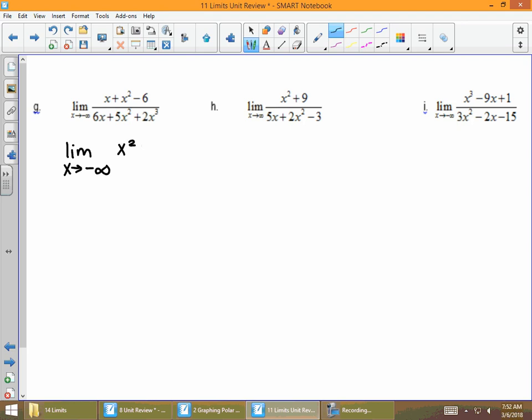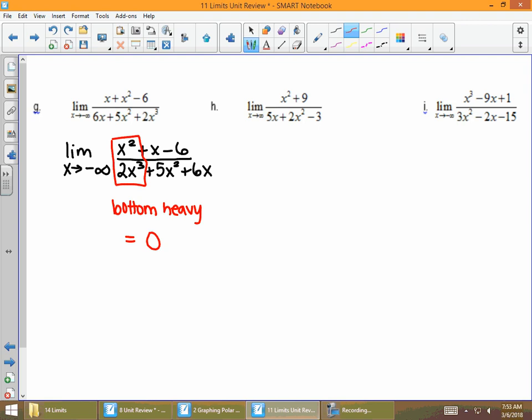So x squared plus x minus 6 is on top. And in the denominator, I have 2x cubed as my leading coefficient, plus 5x squared plus 6x. And now I can grab those leading coefficients and just work with them. So I have x squared over x cubed. So this is a bottom-heavy fraction. And that means our limit is 0. Our horizontal asymptote is y equals 0. And our limit as we approach negative infinity and positive infinity is 0.